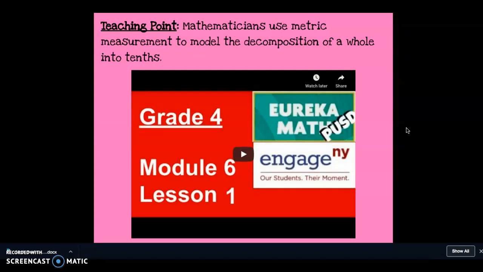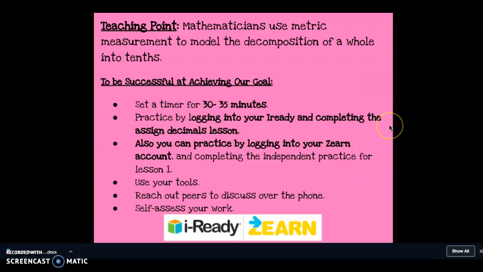All right. So what you're going to do next to do some practice is you are going to set your timer for 30 to 35 minutes. I want you to practice by logging into iReady to complete the assignment on decimal. And then I want you to practice also on Zern. And I want you to log into the next mission, which is mission 6, and you're going to do lesson 1. I want you to use your tools. I've posted some tools there, so use your tools. And then I want you to reach out to your peers to discuss over the phone and then self-assess.